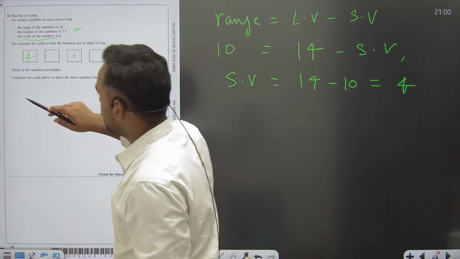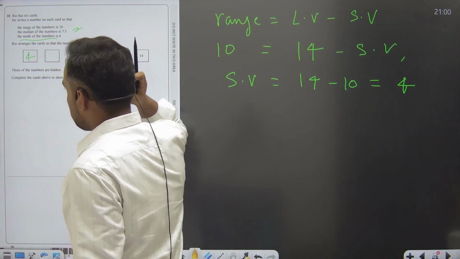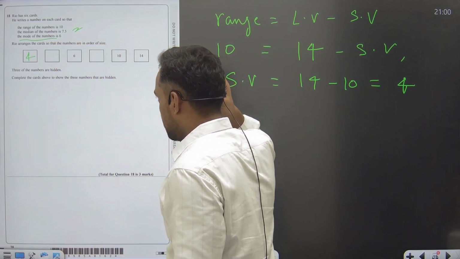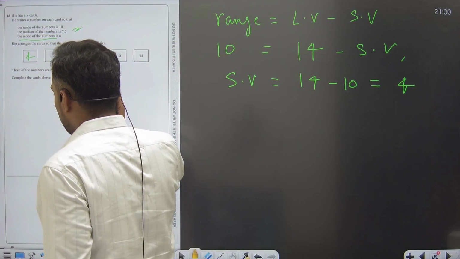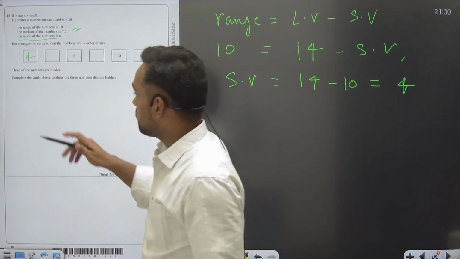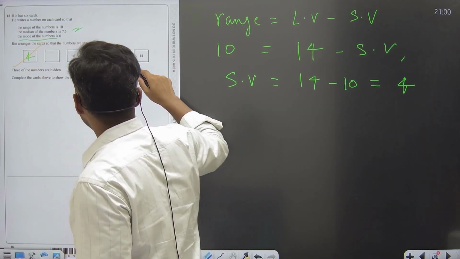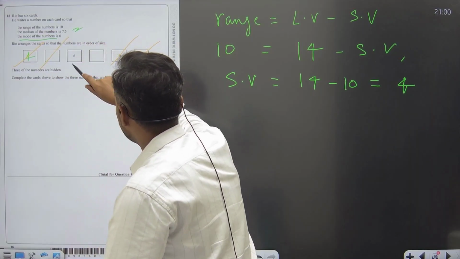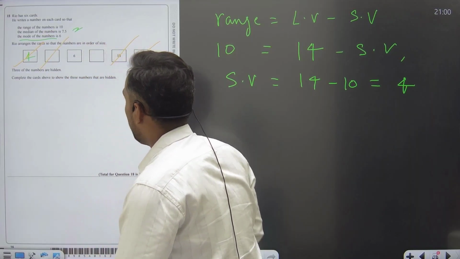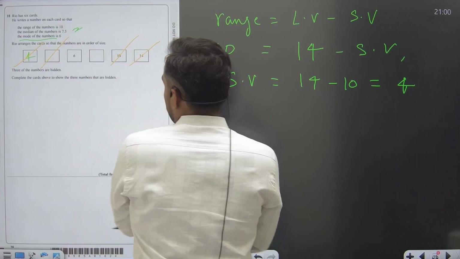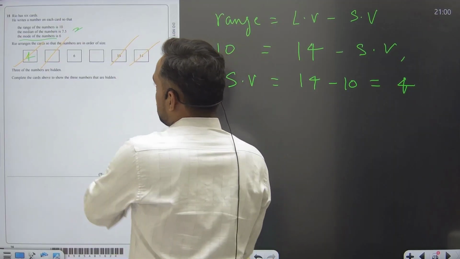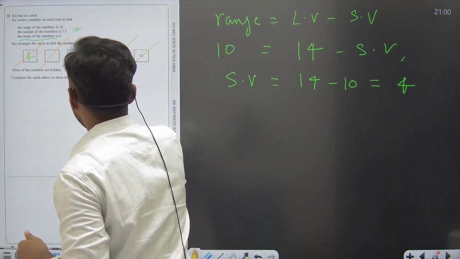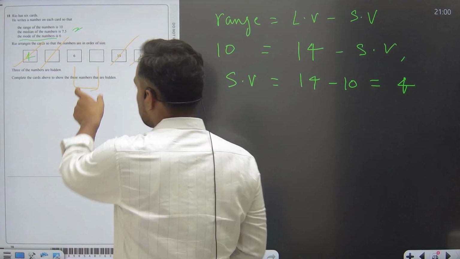What we need to do is arrange the cards in order of size, so the smallest value will be cancelled with the largest value. This is how we need to do it. This value and this value got cancelled, this value and this value got cancelled. We are left with 6 and a blank box, and the median of this particular number is 7.5. So we know that the median will be the average of these two boxes.